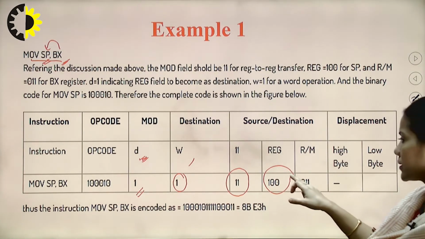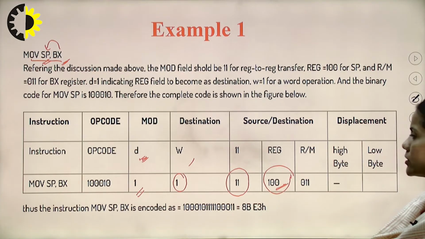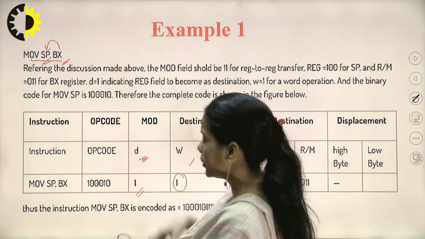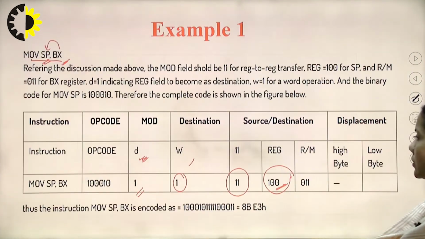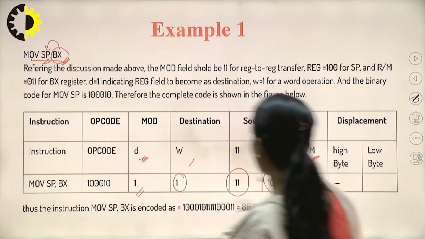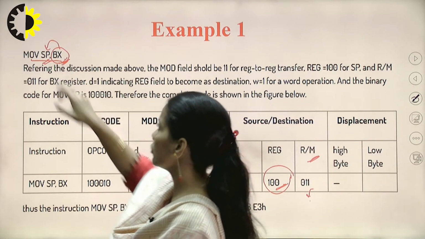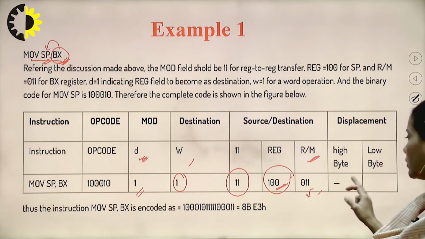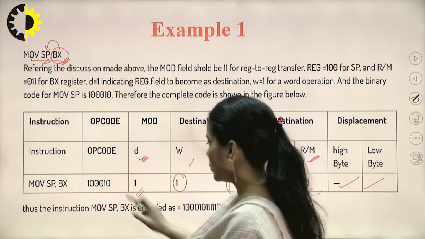Then, as I have already discussed, this part contains the code for the destination register. So, the destination register here is the stack pointer, and if we refer to the table again, stack pointer has 100. So, here this is 100. Register, memory, this is another register and this is the source register. So, here the source register will come, and the bit combination corresponding to BX is 011. So, here 011 is there. Since there is no displacement, we are leaving these two fields. So, this makes 100010 here.